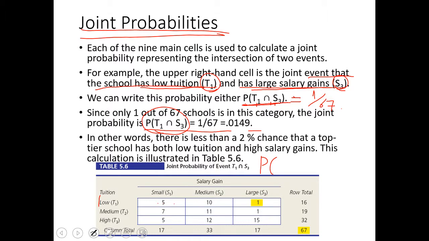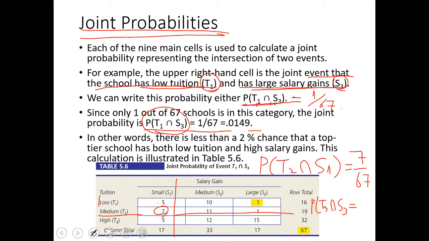The probability that, for example, T2 intersection S1 is this guy, so we have 7 over 67. And so on. The probability that T3 intersection S3 is this one, so 15 divided by 67, and so on. So we can calculate the joint probability very easily using this contingency table.